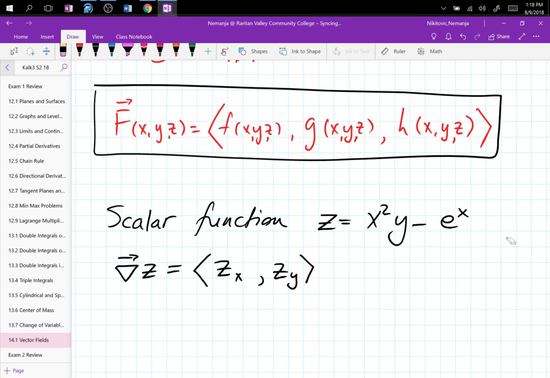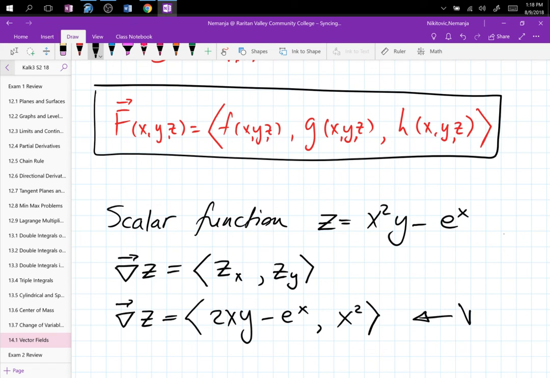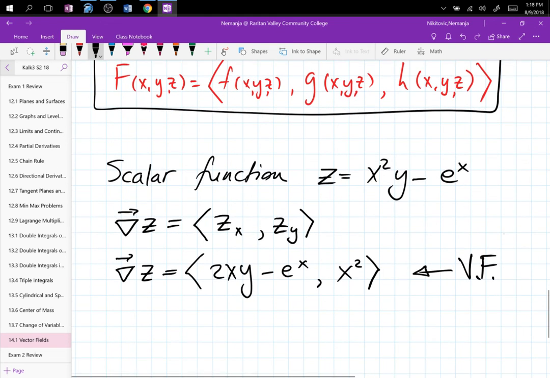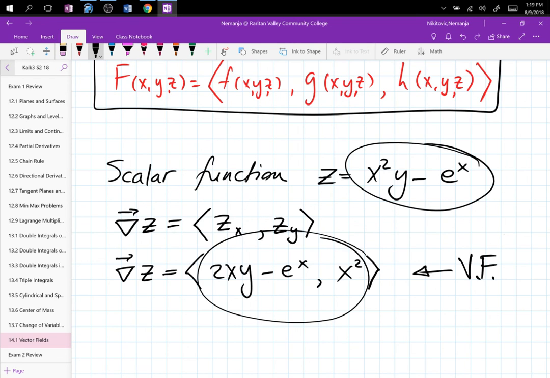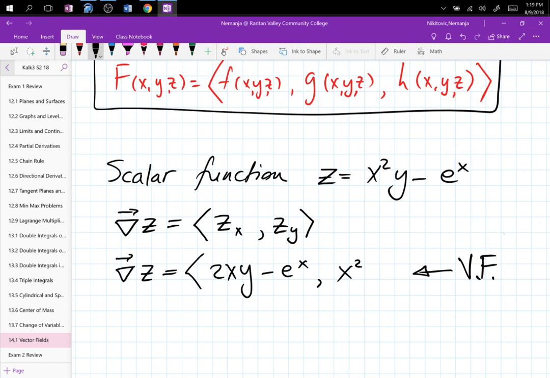So now, if I want to create the vector field, I just calculate the gradient of z. That's the partial derivative with respect to x, which is 2xy minus e to the x, comma, partial derivative with respect to y is x squared. This thing over here is the vector field. So now, as I said, in 14.3, I give you this, and I expect you to give me this in return after a page of calculations.